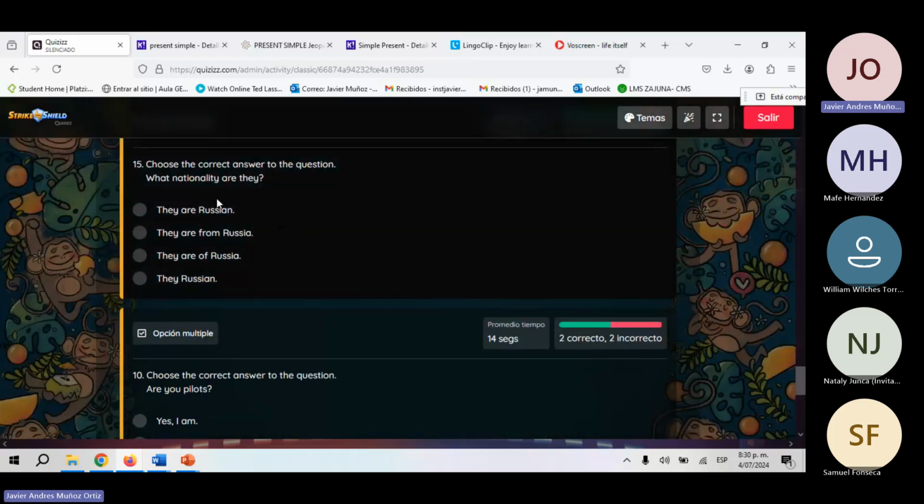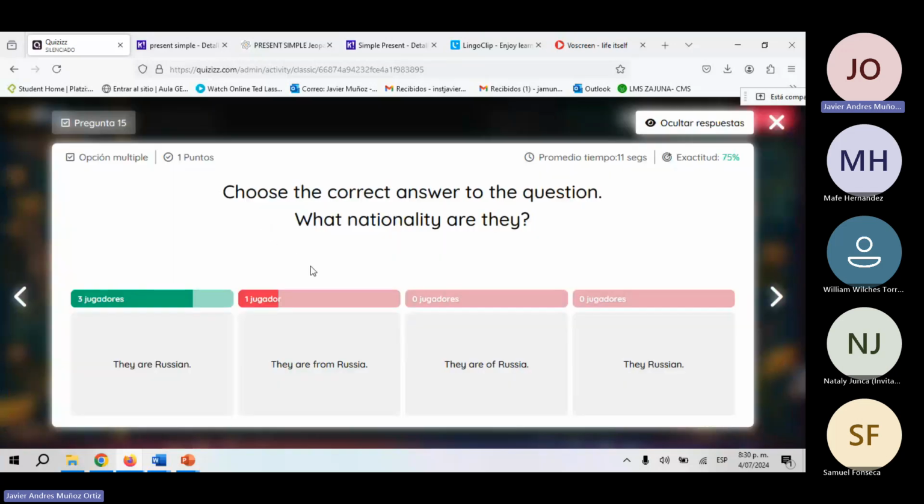So let's check. What nationality are they? They are Russian? Yes, they are from Russia. They are of Russia? Definitely not. They Russian? Definitely not. In my opinion, I would say they are Russian, they are from Russia, and both are correct. According to the platform, it is only acceptable they are Russian, but in terms of reality, I would say both. However, the question here, the clue is here, the nationality.